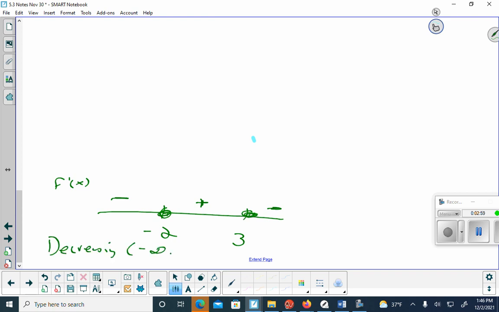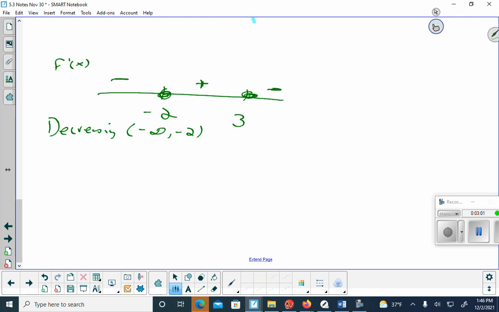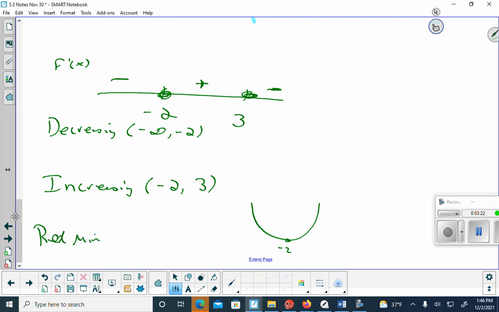from negative infinity to negative 2. And then at negative 2, it switches directions and it starts increasing. So from negative 2 to positive 3, it's increasing. If you think about it, your graph is going down, hits this negative 2, and then it starts going up. So what is that? I'm going to have a relative min at x equal to negative 2.